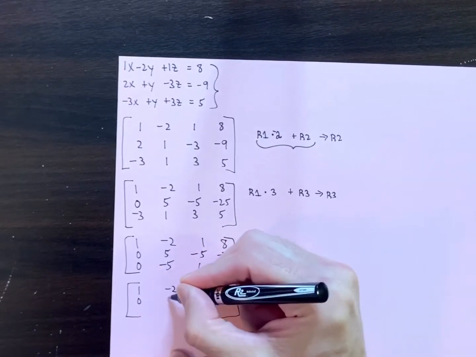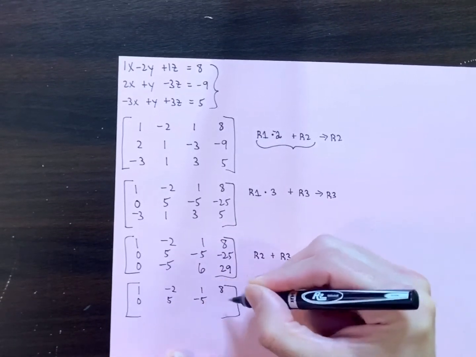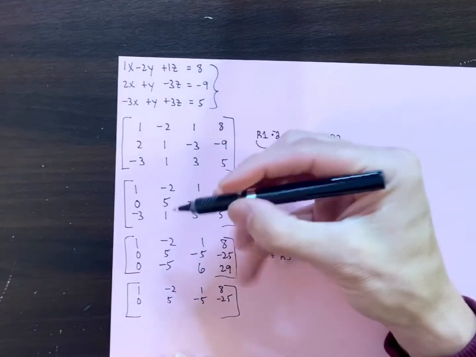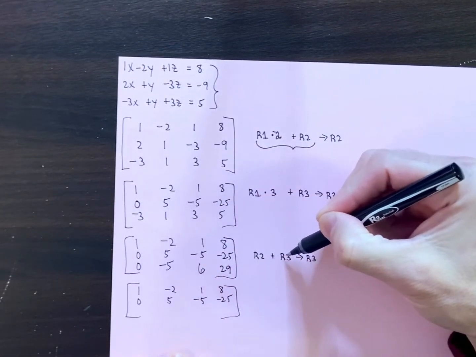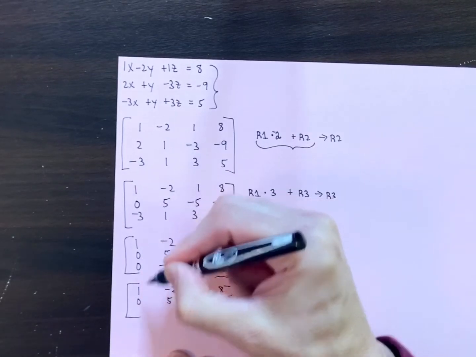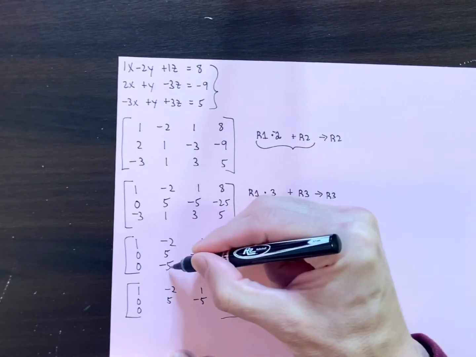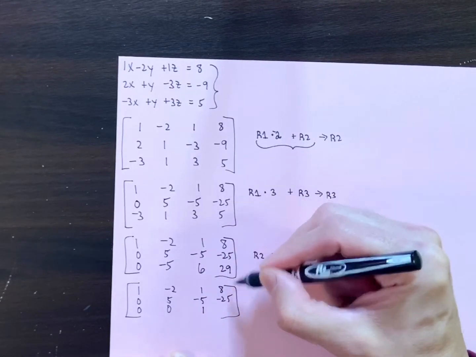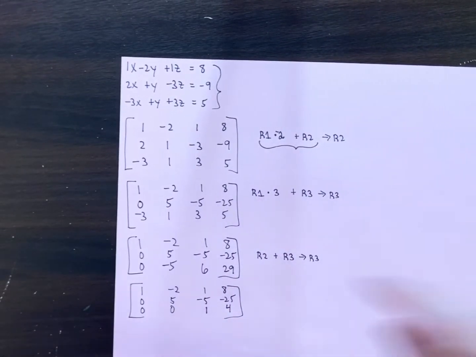Row 2 stays the same. It's row 3 that's going to change. So let me add row 2 to row 3 to get the new row 3. So this plus this is 0. This plus that is 0. This plus this is 1. This plus that is 4. That's looking good so far.